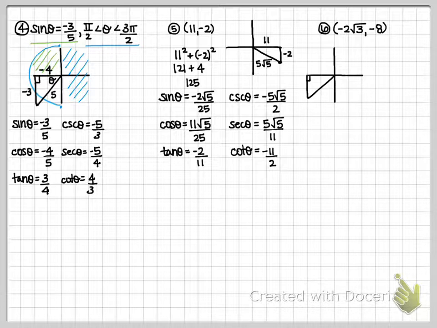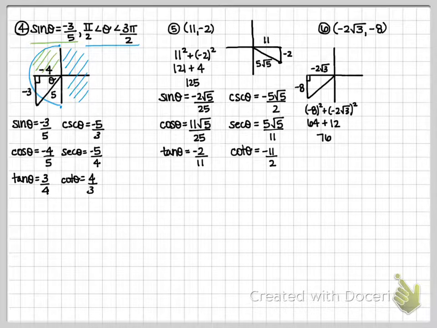And we would go left 2 root 3, and we would go down 8. So what I would do is go through and do the Pythagorean theorem on this. So I know it's going to be negative 8 squared plus negative 2 root 3 squared. So it's going to give me 64. Now on this one you have to square the 2 and the root 3. So the 2 squared is going to be 4, the root 3 squared is going to be 3, so 4 times 3, that's going to give me 12. So that's going to give me 76.